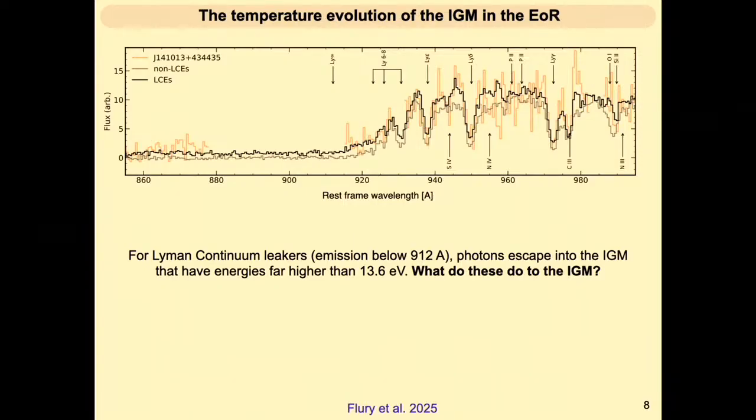This is one of the spectra from this low redshift Lyman continuum survey. So you can really see the emission of ionizing radiation. For example, the yellowish line that you see is for a specific source. The black line is just the average over all of the sources that are leaking Lyman continuum photons.